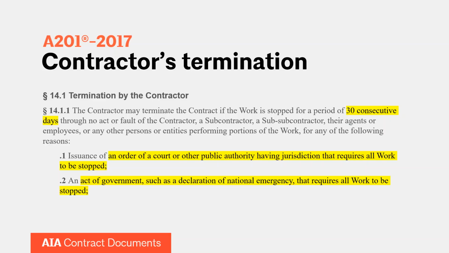Point 2 is very similar. It says an act of government, such as a declaration of a national emergency that requires all work to be stopped. Now, when I read this sentence, it says such as a declaration of national emergency. That's not the only act of government that could require a work stoppage. And in fact, I'm fairly certain that the national emergency declaration that we've had doesn't mandate that work be stopped. But you certainly could have acts of government through mayors or governors of your state who have required all work to be stopped. So I think either of those, there are really some overlapping ideas going on in those two sections. But I think a lot of contractors could find themselves here over the next few weeks in this situation.